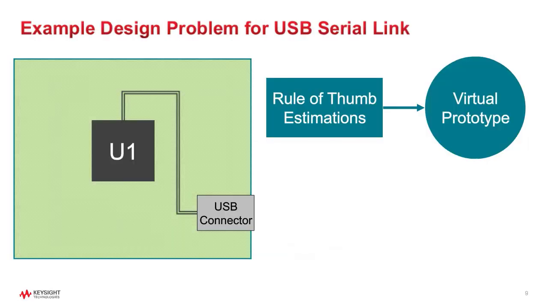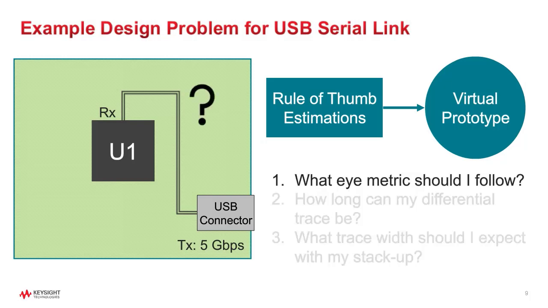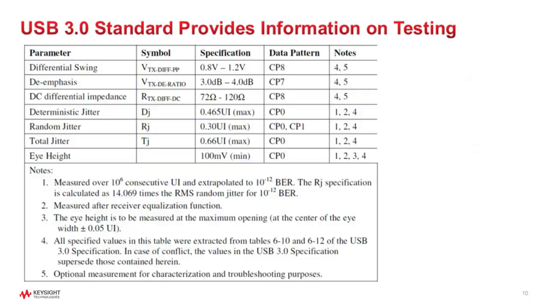All right, so here is our design problem. We have a USB connector to U1. We're going to ask the big questions. Given the constraints here, our TX is running at 5 gigabits per second with an RX at U1. The questions are, number 1, what eye metric should I follow? Now, my first answer to this question is, well, you can just pull up the standards and see what it says, right? Sure, that's doable.